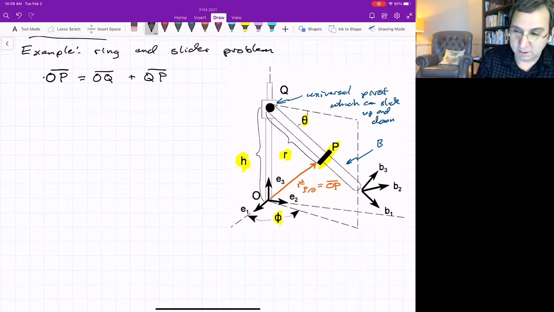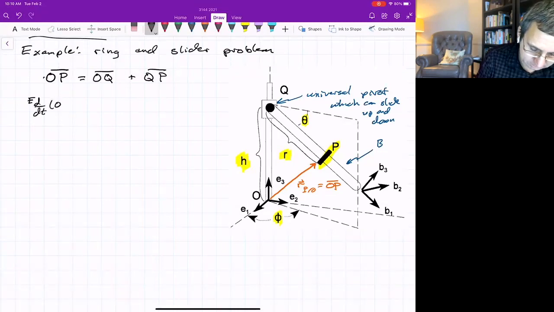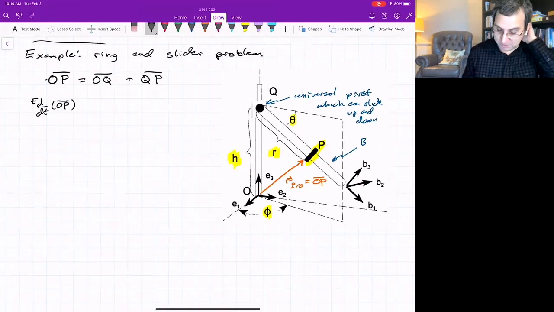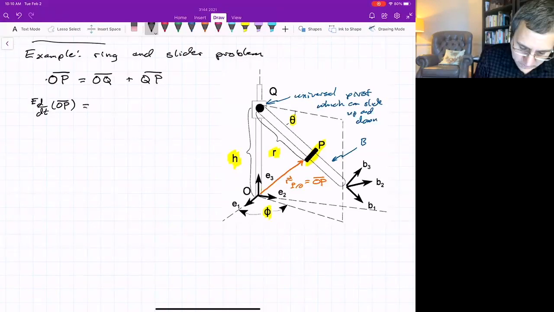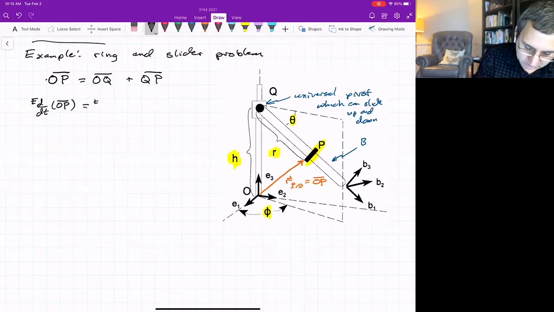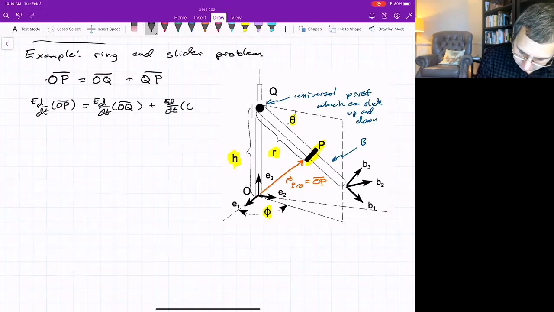And here's what we're going to want at the end of the day. We're going to want the derivative with respect to the E frame. Actually, we'll probably need two derivatives, we'll need the acceleration. But for now, all we're going to get is the derivative with respect to the E frame of that vector O to P. Well, we've written the OP vector as OQ plus QP. So we've got this OQ plus QP.